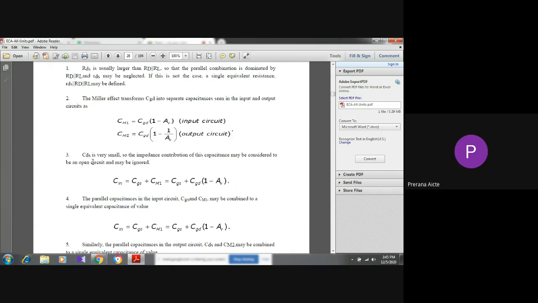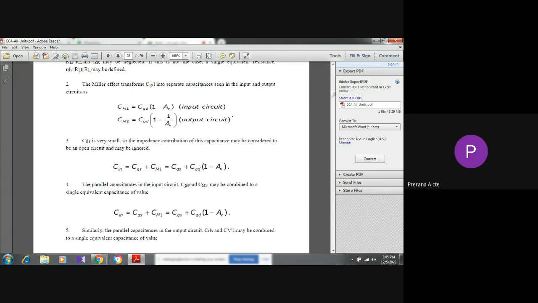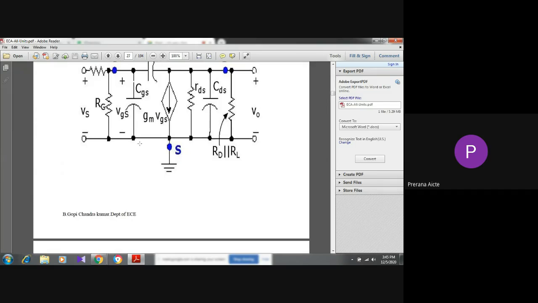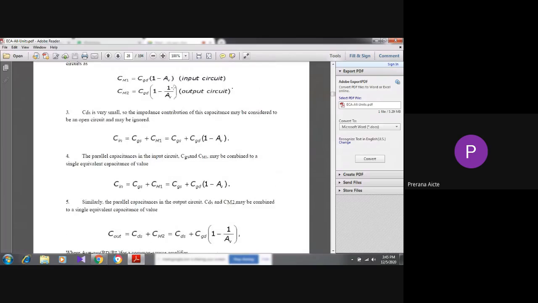Similarly, here CDS is very small, so the input contribution of this capacitance may be considered to be an open circuit and may be ignored. From this figure, after simplification of these equations, this is the input capacitance formula: Cin is equal to Cgs plus Cm1, which is equal to Cgs plus Cgd(1 minus Av). In place of Cm1, I substituted this one.